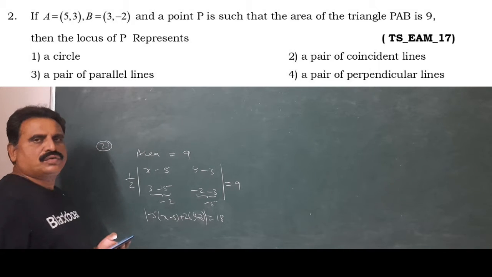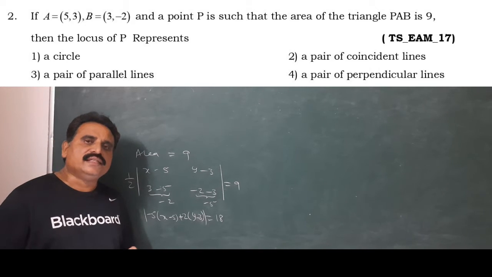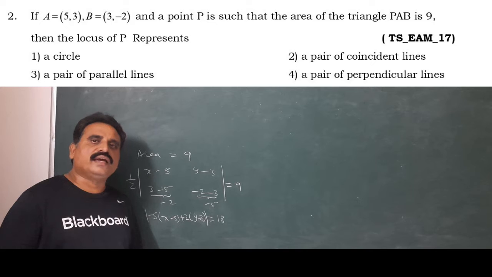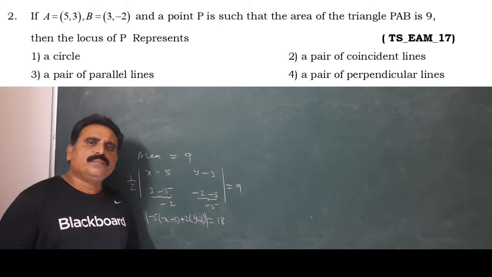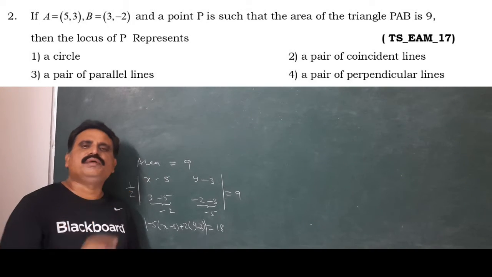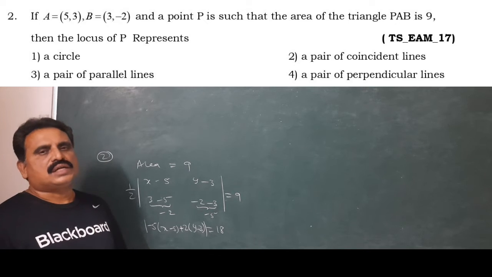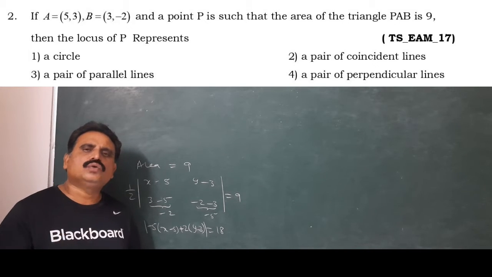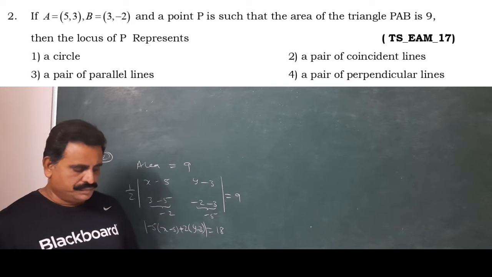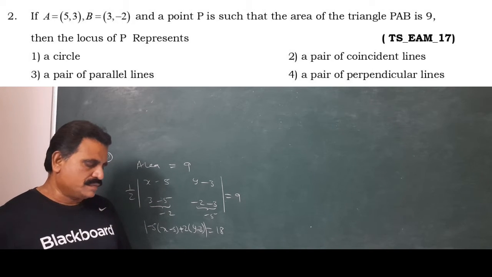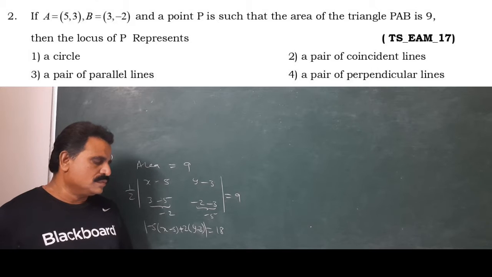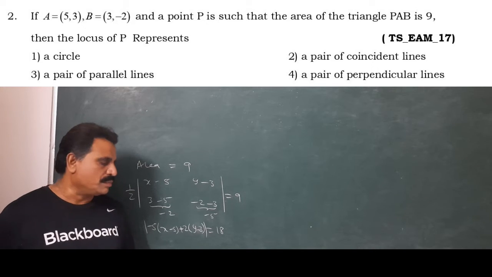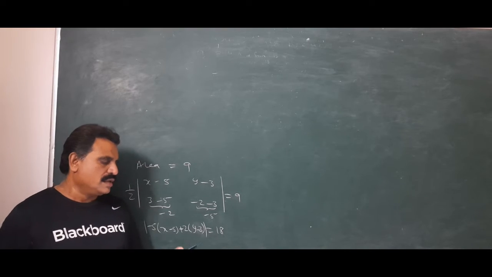So on simplification, we get two lines, a pair of lines. These lines are parallel to the line joining AB. So this type of problem represents a pair of parallel lines which are parallel to AB. Pair of parallel lines, so third option. You can check the simplification. Next, third one.